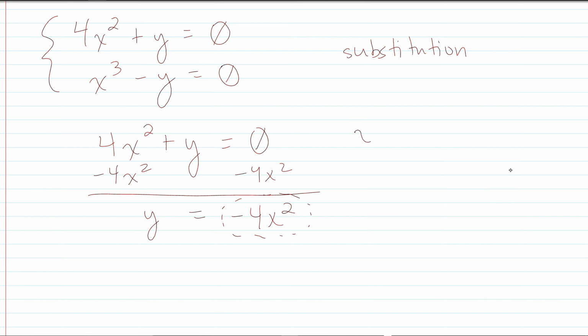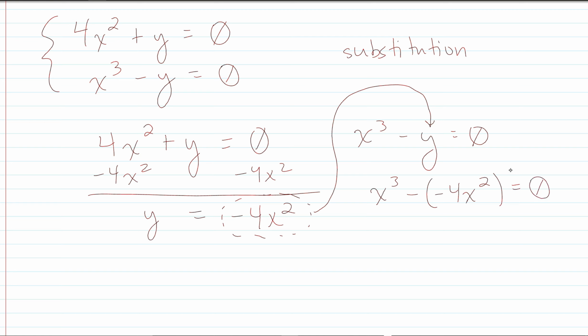That other equation was x to the third minus y equals 0. So yes, I'm going to take that and plug it in right there. So x to the third minus, and instead of writing y, I'm going to write what I just found y was, negative 4x to the second equals 0. The important thing here is to understand that there is a negative sign between the x to the third and the y, and then y is also negative 4x to the second. So we get x to the third plus 4x to the second equals 0.